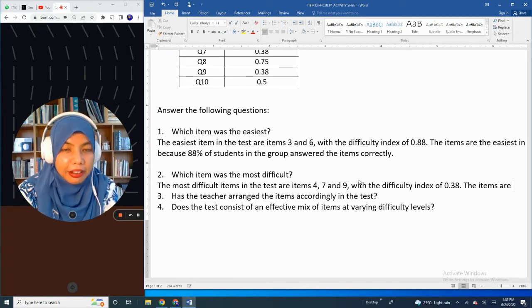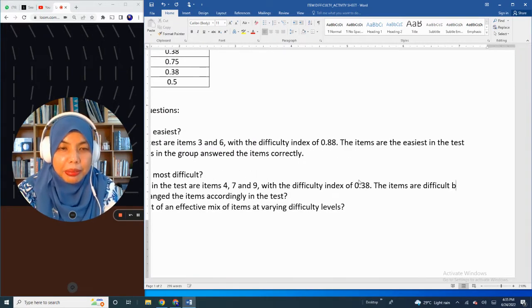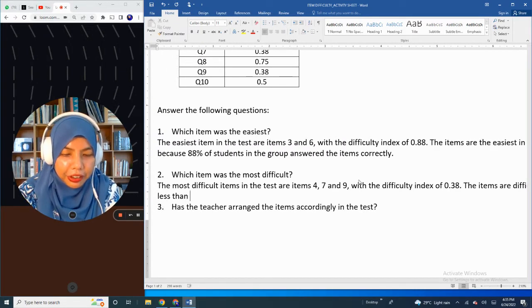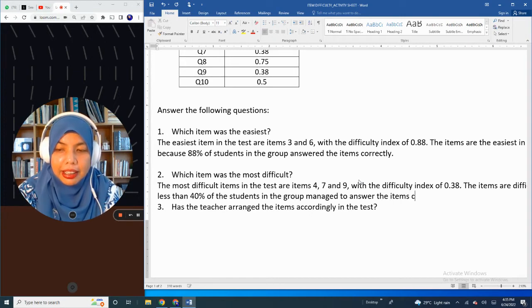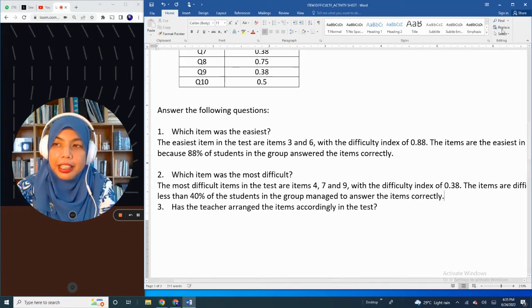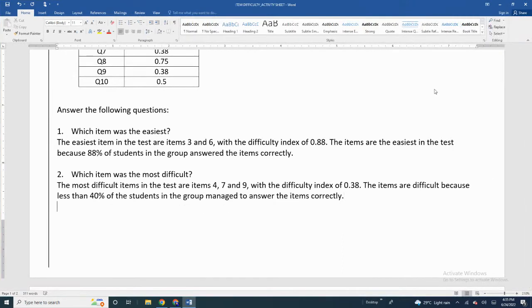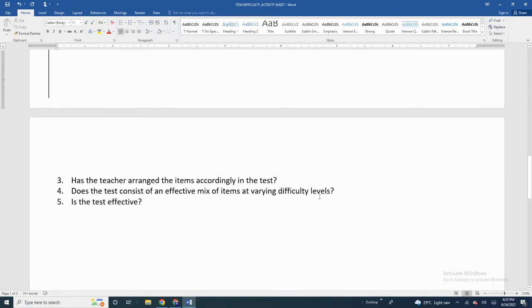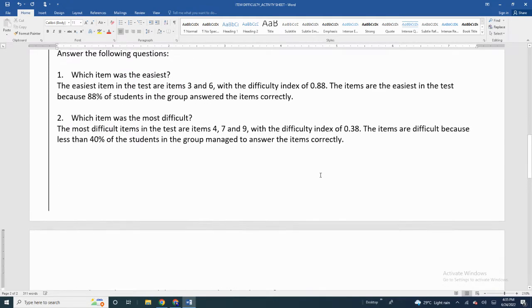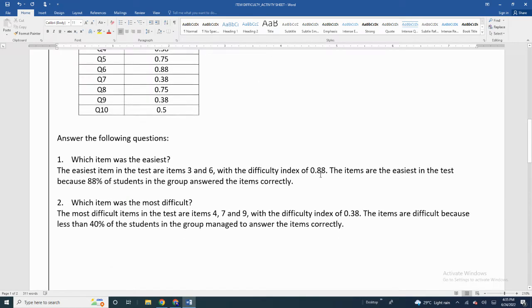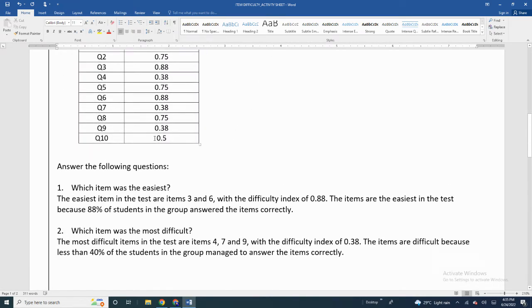The items are difficult because less than 40% of the students in the group managed to answer the items correctly. Okay, so it should be stated somewhere along this line. All right, so the third question is, has the teacher arranged the items accordingly in the test? How do we know that? How can we figure out from this particular table?